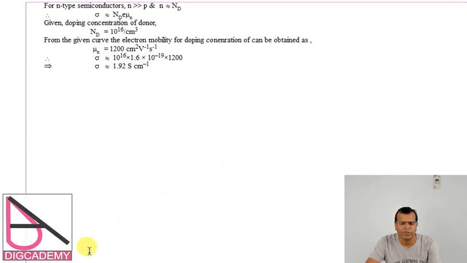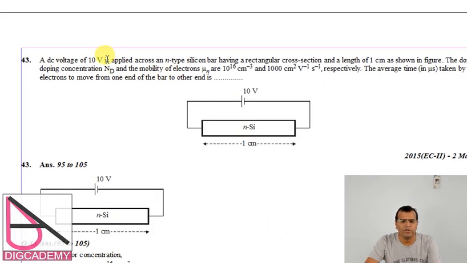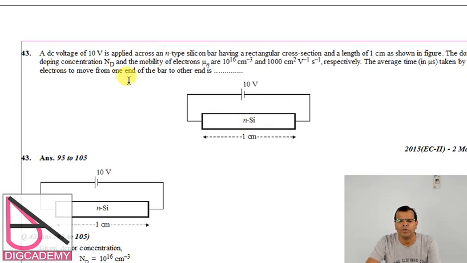Now let us see the next question. A DC voltage of 10 volt is applied across an N-type silicon bar having a rectangular cross-section and a length of 1 centimeter as shown in the figure. The donor doping concentration ND and mobility of electrons are 10 to the power 16 per centimeter cube and 1000 centimeter square per volt second respectively. The average time taken by an electron to move from one end to the other end of the bar is to be found. You have to find the time taken to cross the length of the bar.